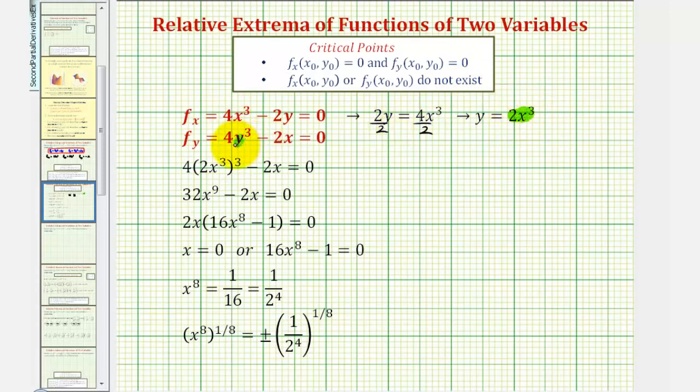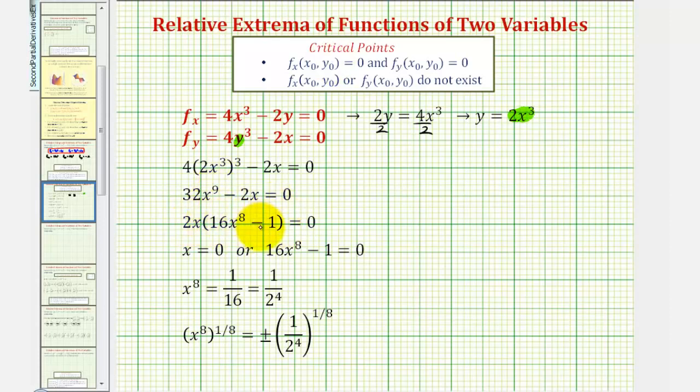And this is where things start to get pretty involved. When we perform this substitution, we get this equation here where we have 4 times (2x^3)^3 - 2x = 0. So if we cube 2x^3, 2 cubed is 8, 8 times 4 is 32, and then (x^3)^3 would be x^9. So we have 32x^9 - 2x = 0. There's a common factor of 2x here which we can factor out.